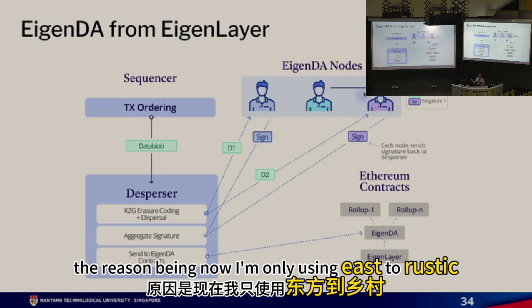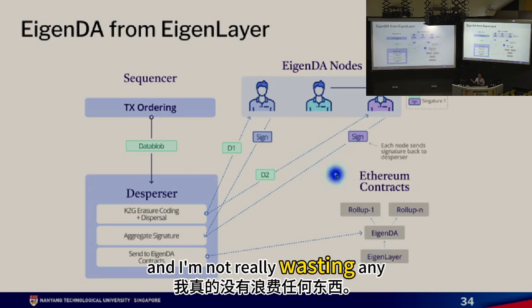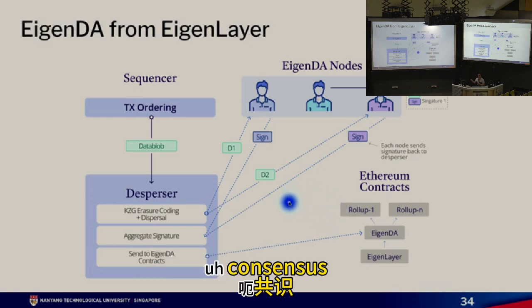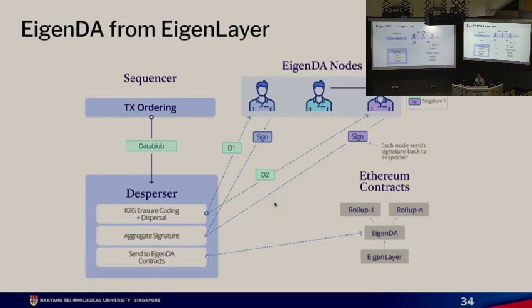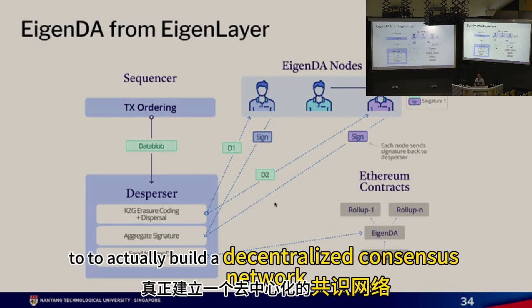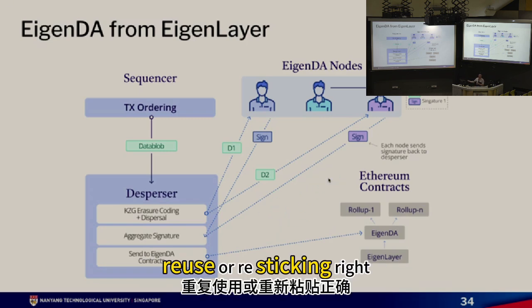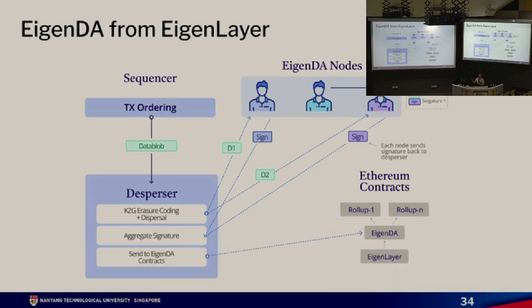The reason being, now I'm only using ETH to restake, and I'm not really wasting any additional ETH or my own token to regenerate the consensus, to have our own validators, because it's not easy to actually build a decentralized consensus network. With whatever Ethereum has, now I'm just reusing it, or restaking, right? So that's the key difference between Eigen DA and Celestia.